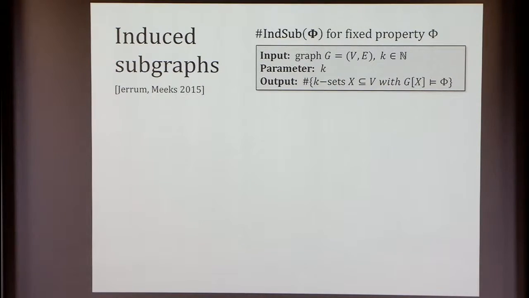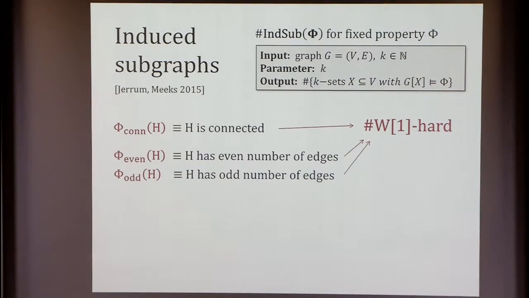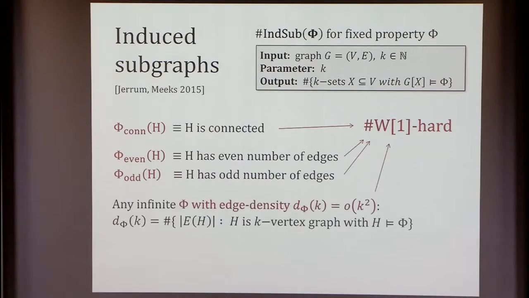So what they showed, for instance, is that if phi is the property of being connected, then you end up with #W[1] hardness. The same applies if the graph has an even number of edges or an odd number of edges, then you also get #W[1] hardness. But somewhat more generally, they showed that whenever you have a property phi whose edge density is subquadratic, then you also get #W[1] hardness.